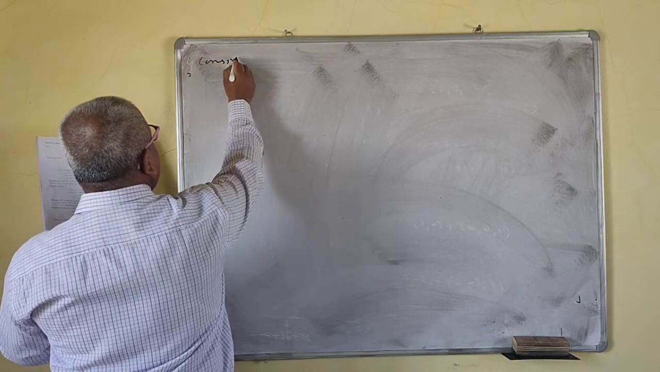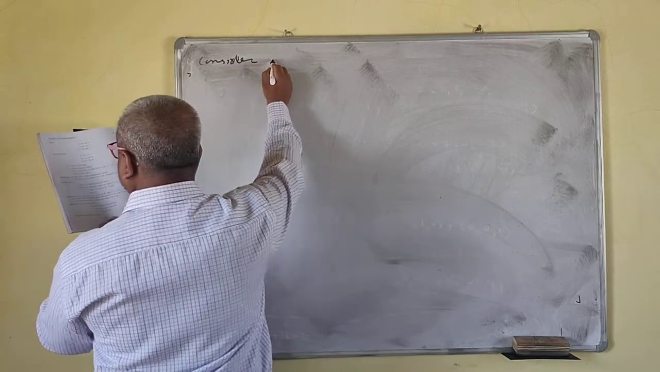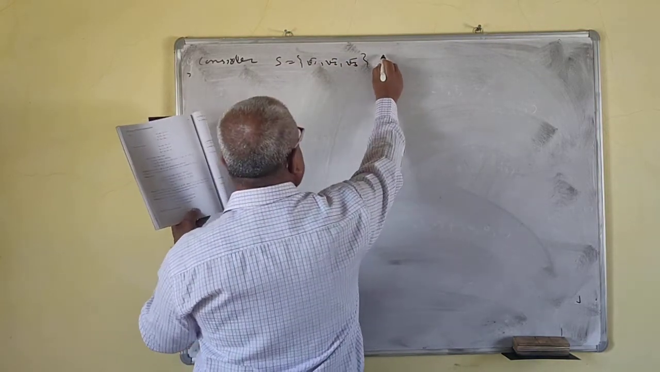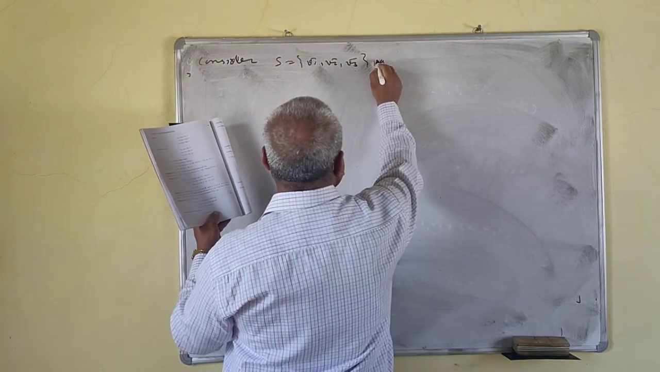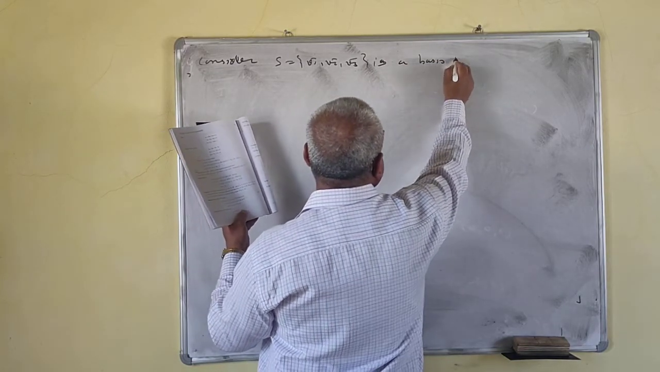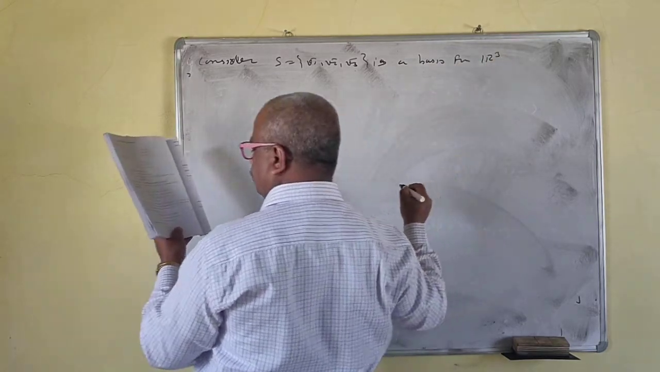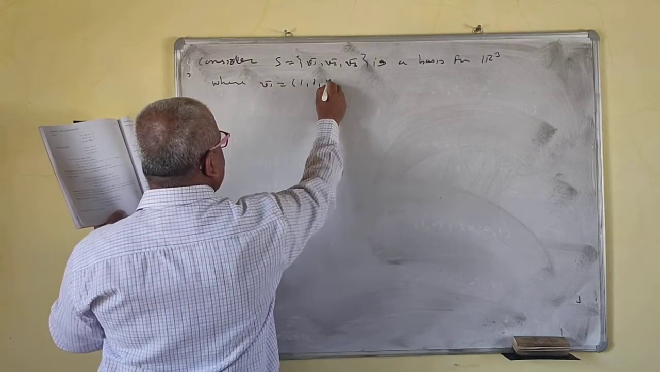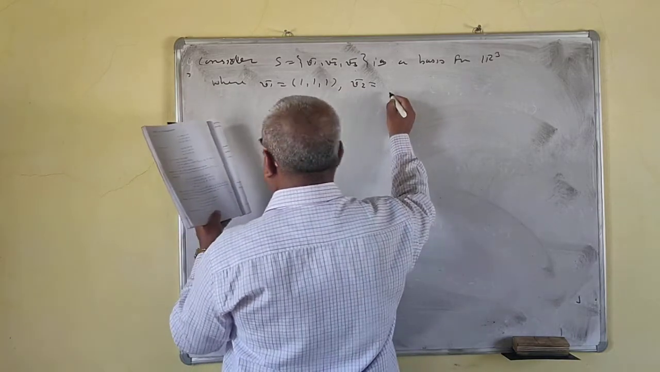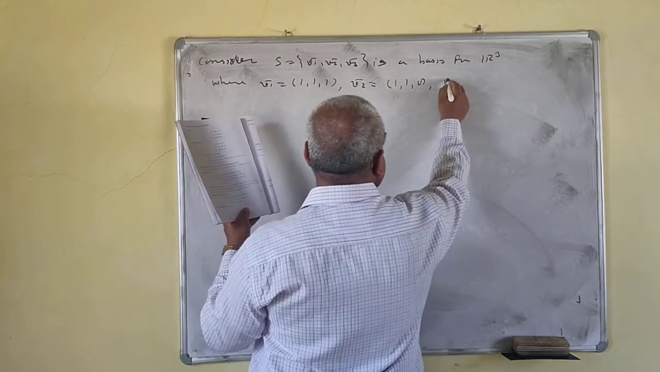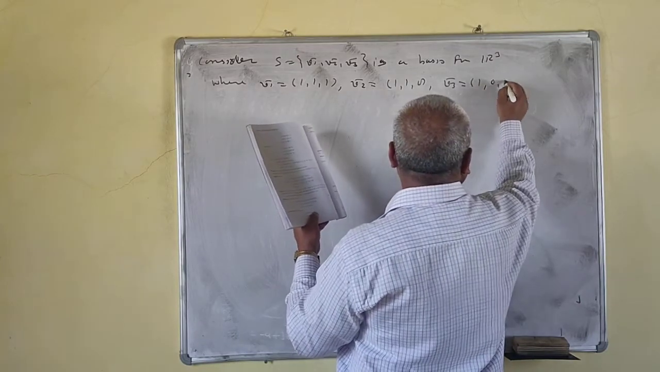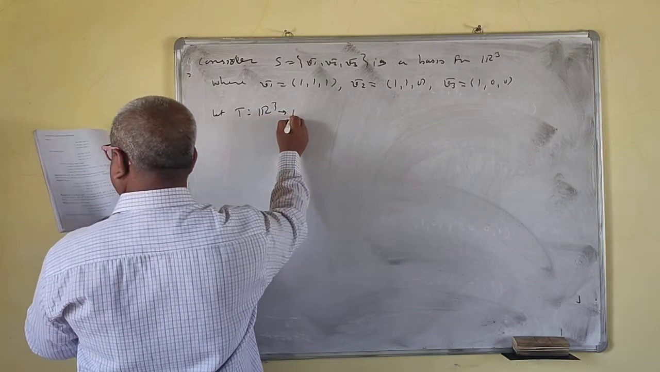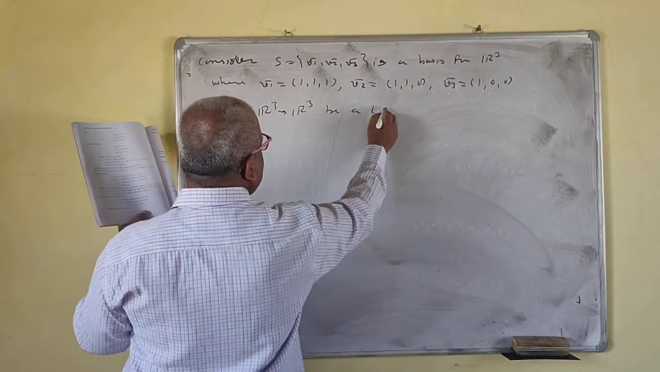Consider S is equal to {V1 bar, V2 bar, V3 bar}, a basis for R3 where V1 bar is equal to (1, 1, 1), V2 bar is equal to (1, 1, 0), V3 bar is equal to (1, 0, 0). Let T from R3 to R3 be a linear transformation.